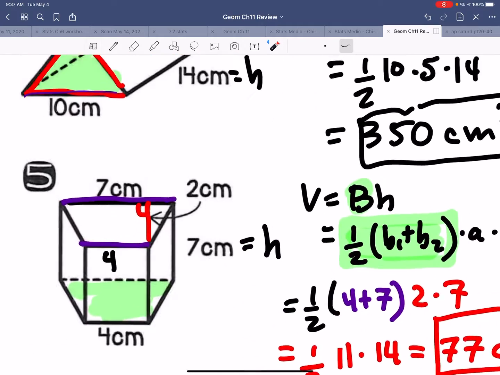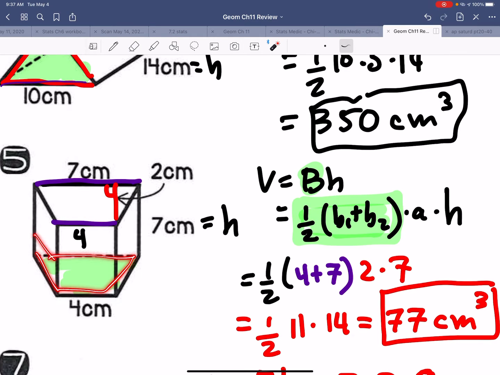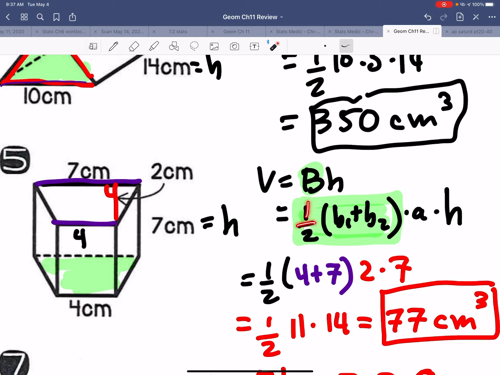Question number 5. Now we have our trapezoids. So you can make a prism by stacking trapezoids. Looks like we did. Stacked them and stacked them and stacked them. Vertical height of 7. So our vertical height is 7. And this is the formula for the trapezoid. So we have 2 bases here. The long base is 7. We can transfer this. The short base is 4. And they have an altitude of 2. So 1/2. Base 1 is 4. Base 2 is 7. And then we multiply by the altitude of 2 and the height of 7. So we get 1/2 times 11 times 14 is 77 centimeters cubed.